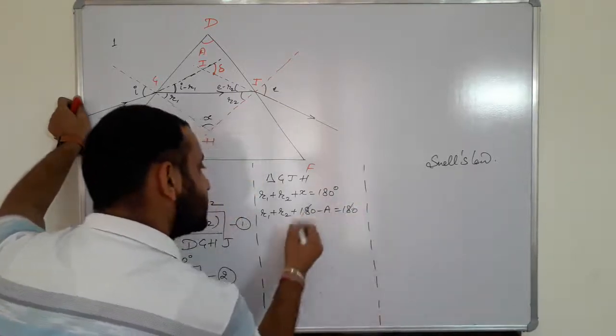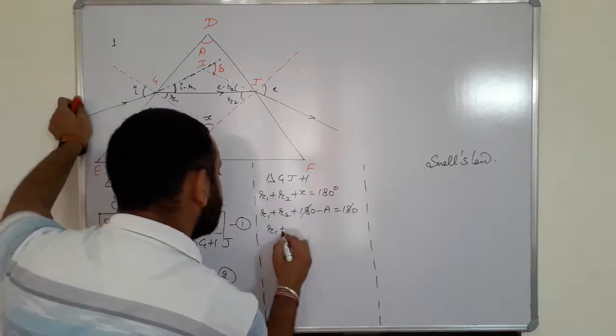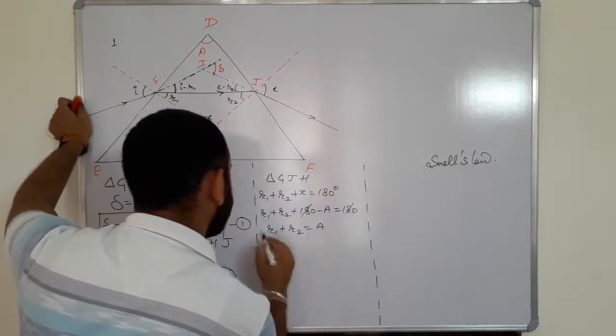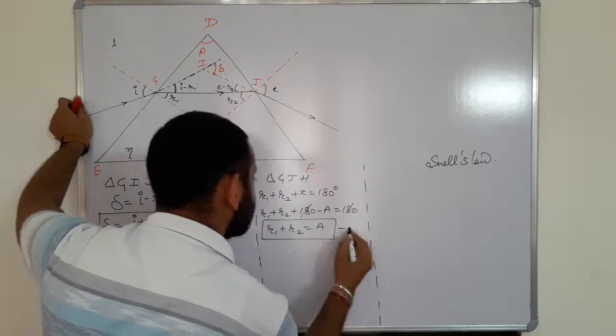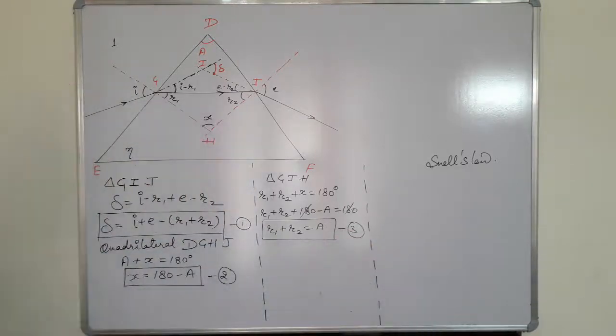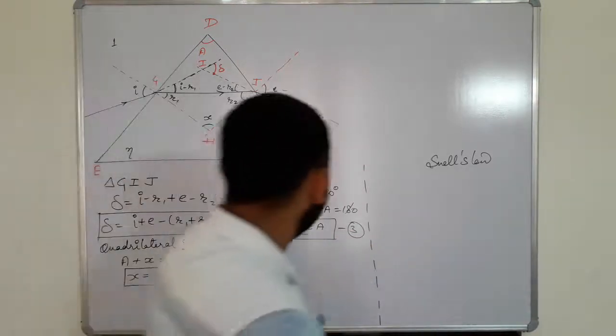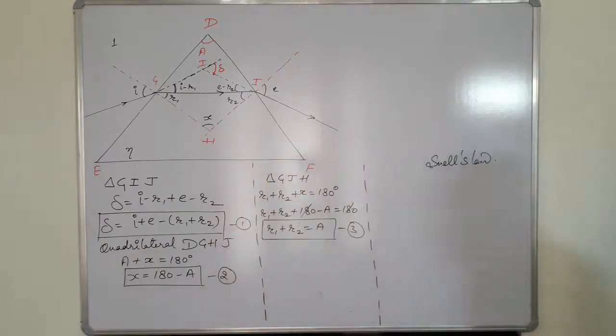So 180 gets cancelled out, so I will get R1 plus R2 equals A. That's it. This is equation number 3. So R1 plus R2 can be written as A.